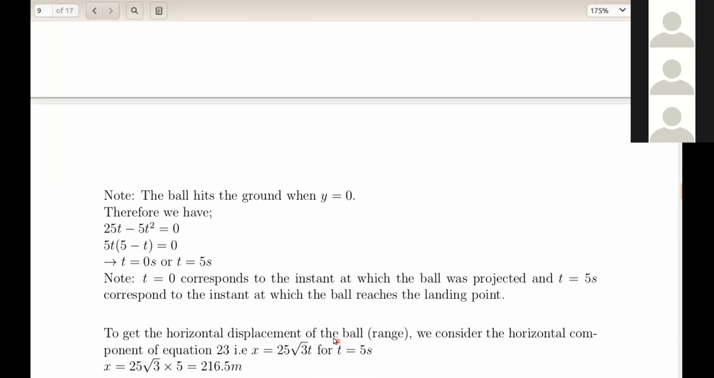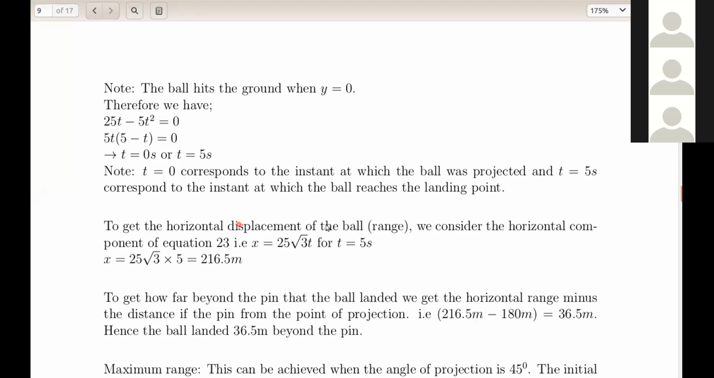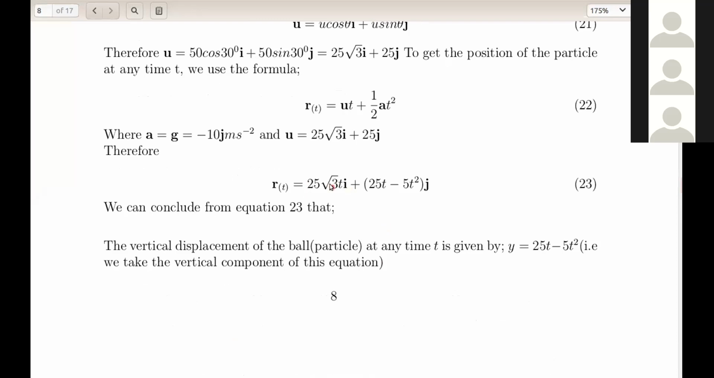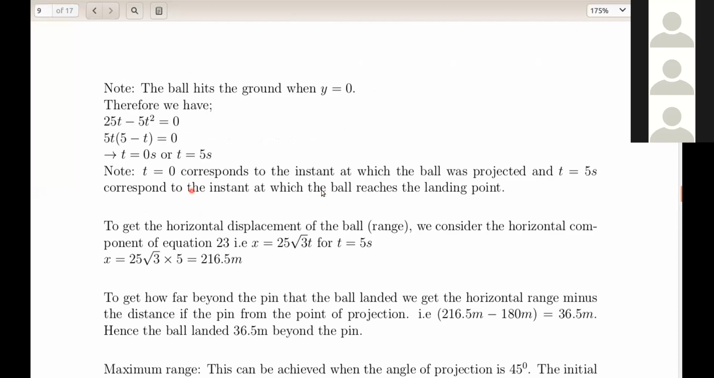That is okay. Now, to get the horizontal displacement of the ball, the range, we consider the horizontal component of equation 23. Where is equation 23? I told you equation 23 is the position vector at any time t. This can be split into the horizontal component of distance covered and the vertical component of distance covered. We have dealt with the vertical component to give us time. The time we have obtained, we are going to use it here in the horizontal component to find the horizontal distance covered. So that time I got, which was 5, I substitute it in the horizontal component of the position vector, I get the total horizontal distance covered, which is this.